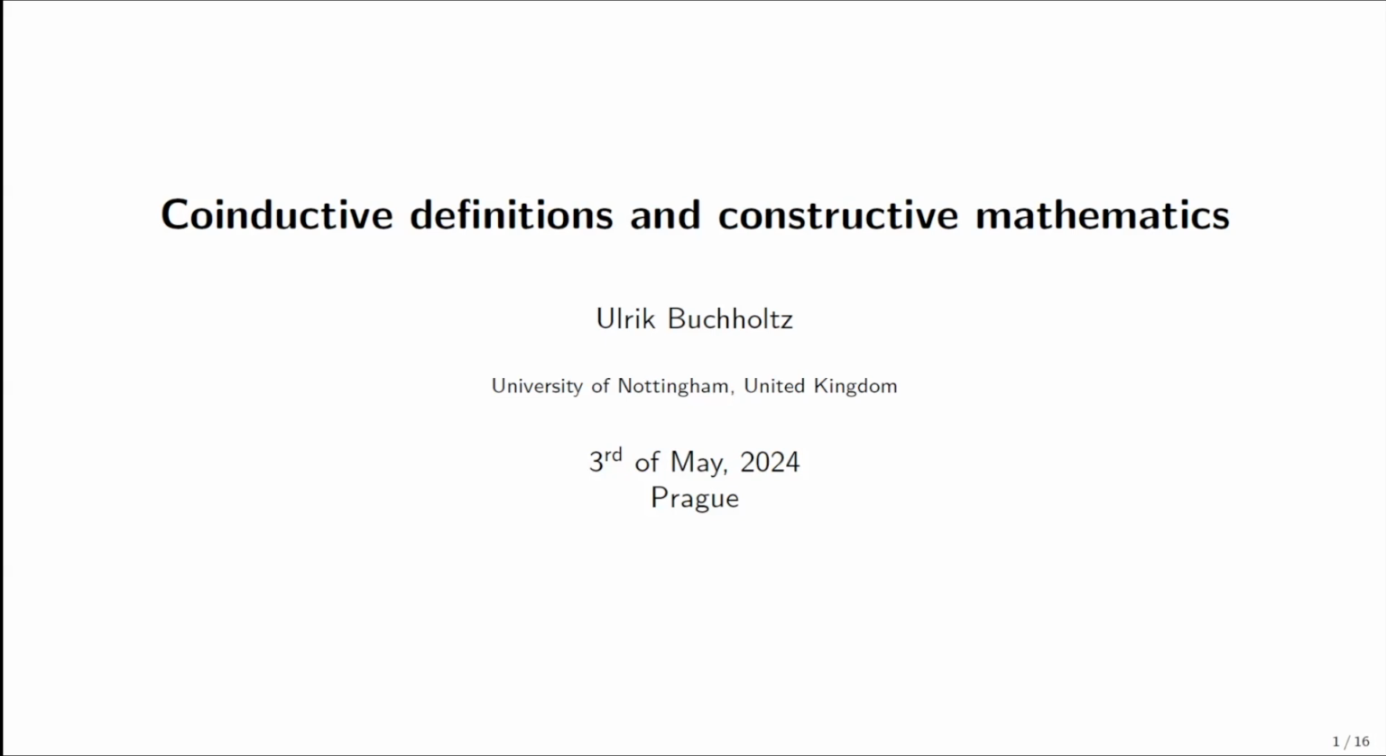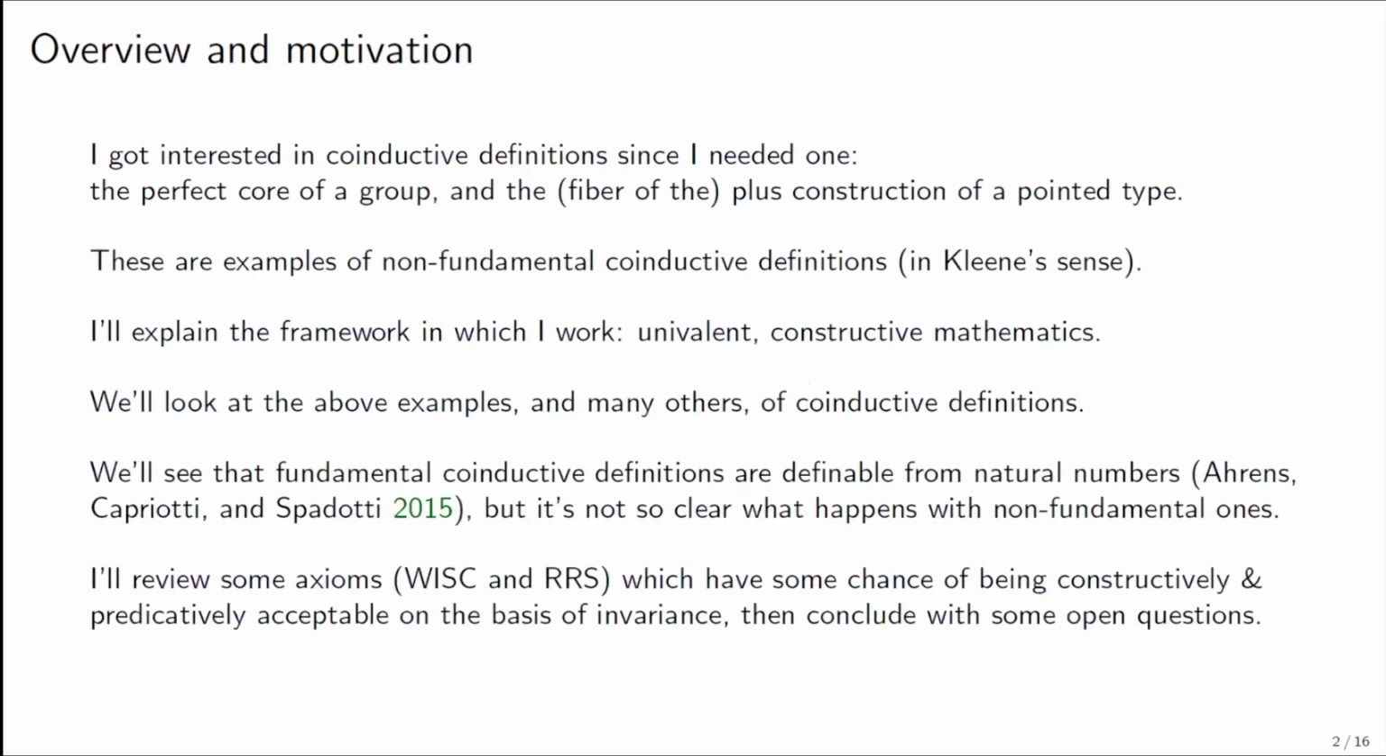The particular co-inductive definition I needed is that of the perfect core of a group, which I'll remind you of later, and something very related from homotopy theory, namely the plus construction of pointed types. My day-to-day work is in homotopy type theory, where we use type theory to reason about all of mathematics really, but in particular with the focus on the homotopy theoretical aspects, higher dimensionality. And this takes place in the framework of univalent constructive mathematics.